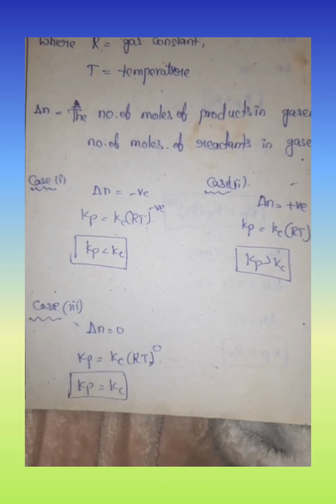So Kp is less than Kc. If delta n is positive, Kp is greater than Kc. If delta n equals 0, Kp is equal to Kc.